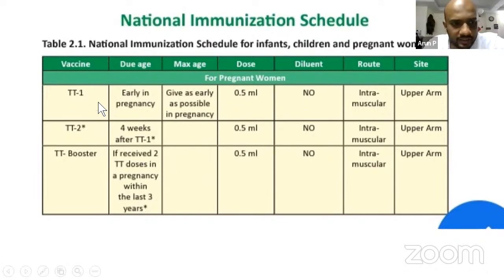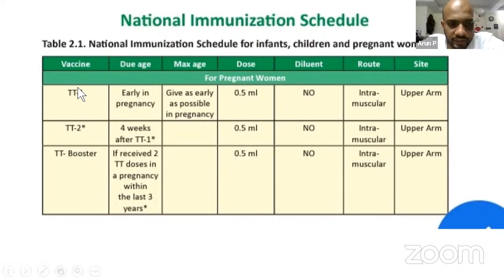We already know the vaccine which is given for pregnancy is TT, but it is now no more TT. It is TD, tetanus and diphtheria together. The first dose is given as early in the pregnancy, 0.5 ml intramuscular in the deltoid region. The second dose is given 4 weeks after the first dose. And if the woman gets pregnant again within 3 years, you have to give only the booster dose. Otherwise, you have to repeat the full schedule.